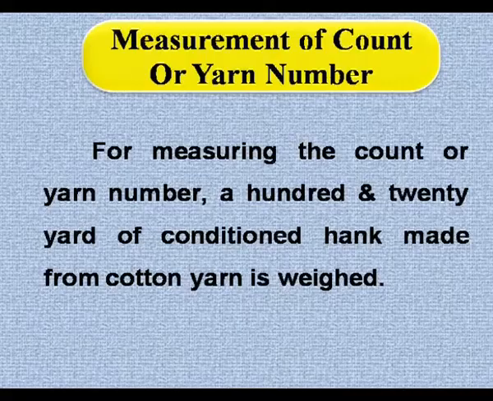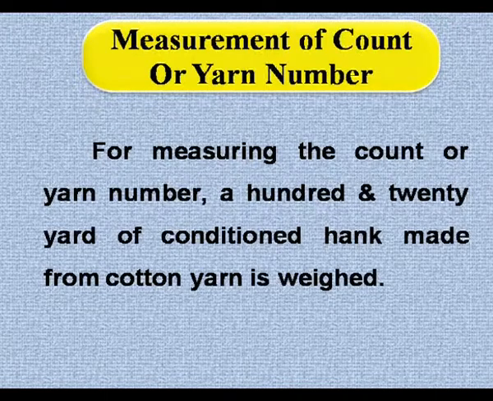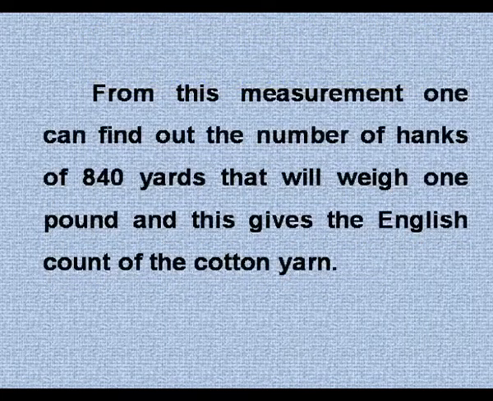Measurement of count or yarn number. For measuring the count or yarn number, 120 yards of conditioned hank made from cotton yarn is weighed. From this measurement, one can find out the number of hanks of 840 yards that will weigh 1 pound.